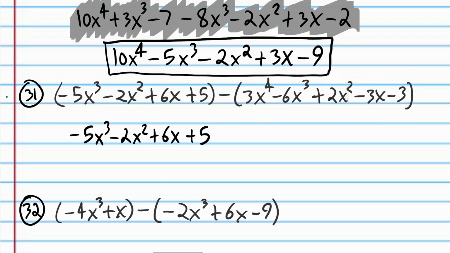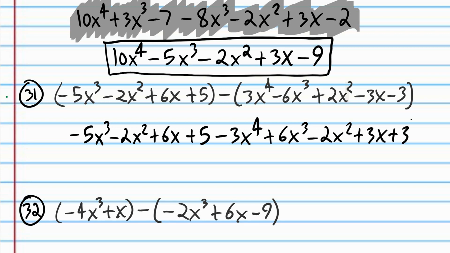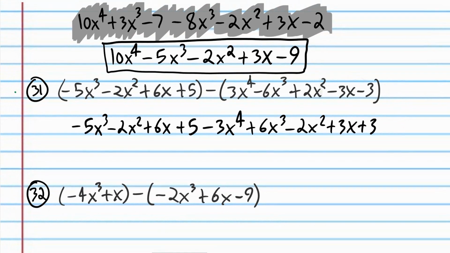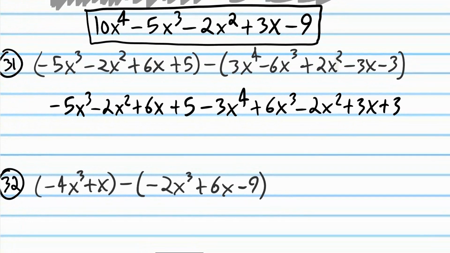So this is a positive 3x to the fourth, so it becomes negative 3x to the fourth. And this is a negative 6x cubed, so it becomes positive 6x cubed. Positive 2x squared becomes negative 2x squared, and so on and so forth. And once you do that, we don't need the parentheses anymore. So at this point, we can combine like terms.